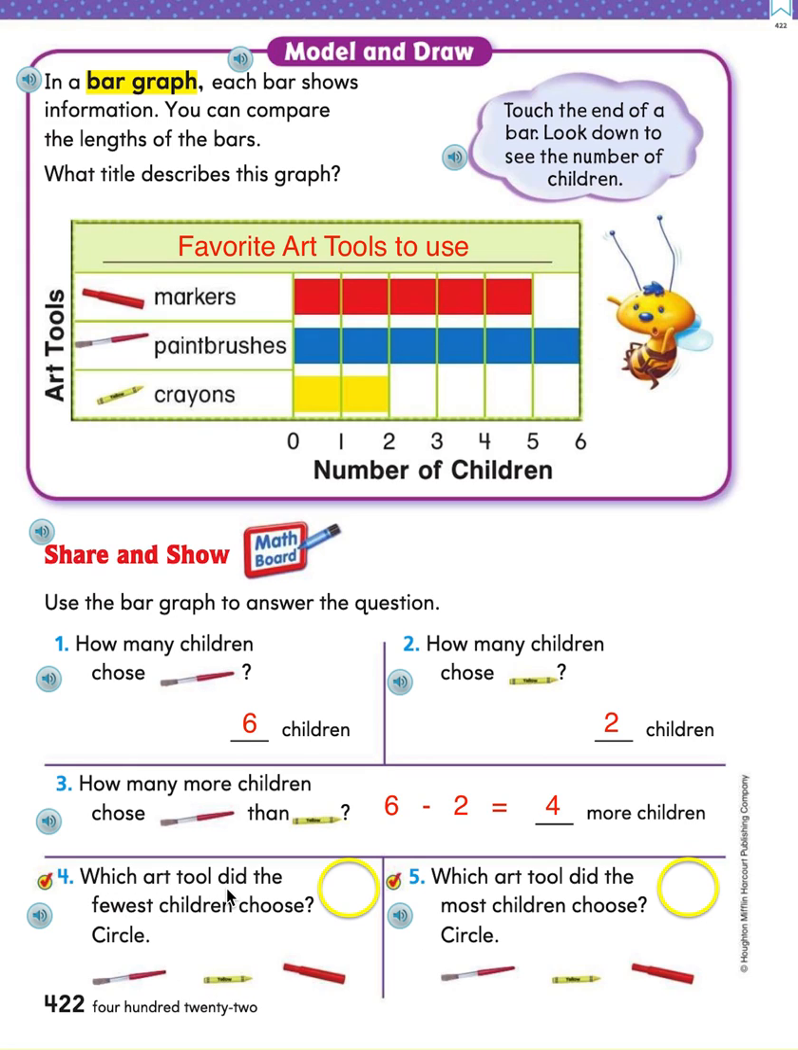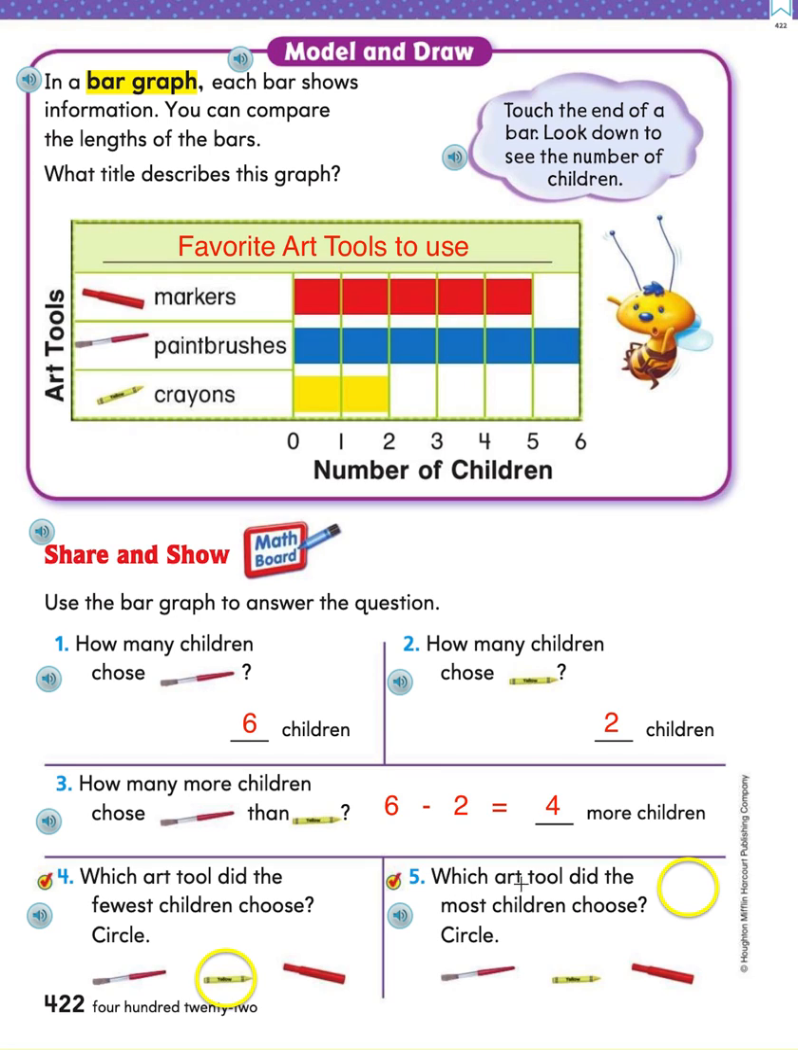Number 4, which art tool did the fewest children choose? Think about what fewest means. Fewest means the least amount, the smallest amount of children. So looking up here, they all go. As you can see, crayons is the last one to stop, which means it has the fewest.